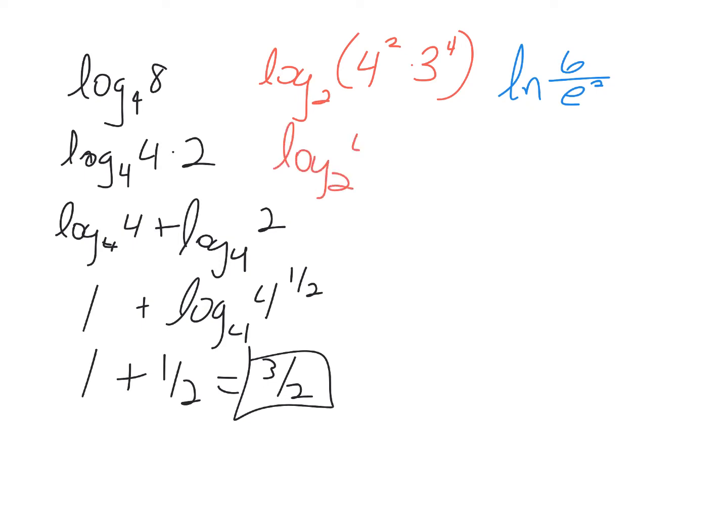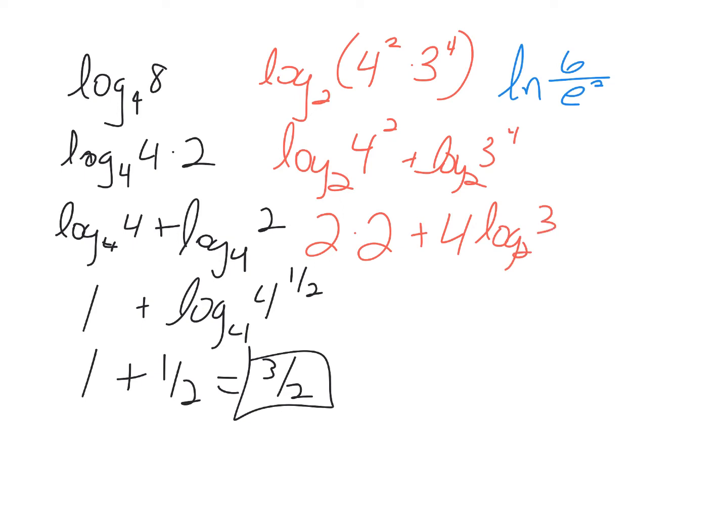Over here, in red, log base 2 of 4 squared plus log base 2 of 3 to the 4th. Bring the 2 up front, and then log base 2 of 4 is 2. And I could bring the 4 up front here and get log base 2 of 3. Log base 2 of 3 does not turn out nicely, unfortunately. But 2 times 2 is 4, so I can simplify it to here.